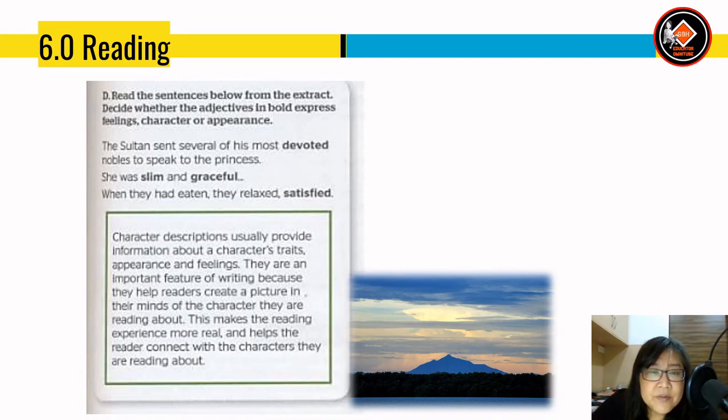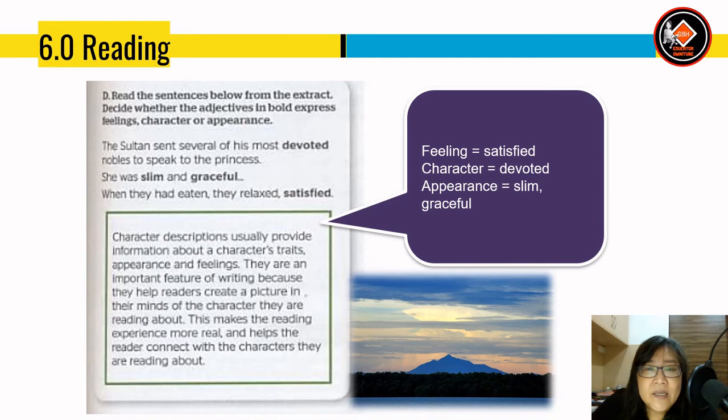Character descriptions usually provide information about a character's traits, appearance, and feelings. They are an important feature of writing because they help readers create a picture in their minds of the character they are reading about. This makes the reading experience more real and helps the reader connect with the character. So let's look at the answer. Feeling is satisfied. Character is devoted. Appearance, there are two words here, slim and graceful.